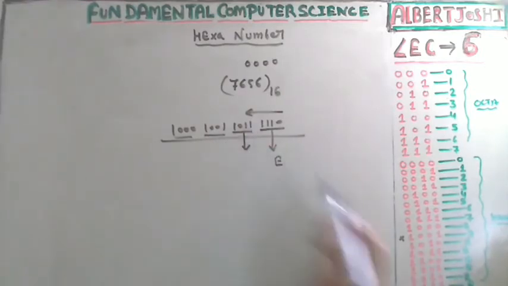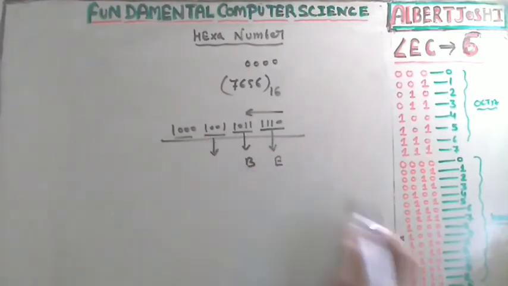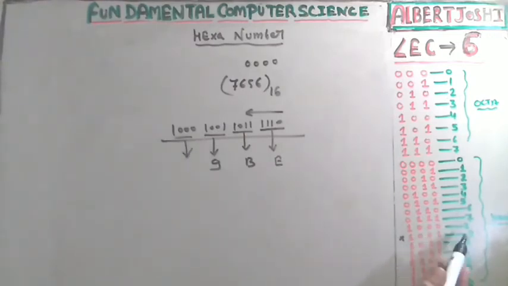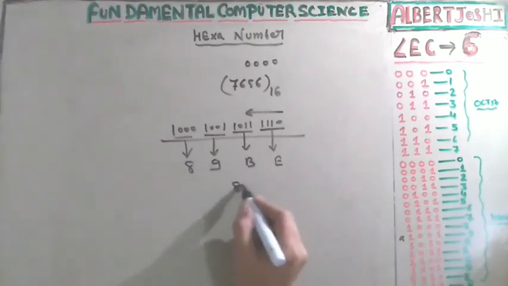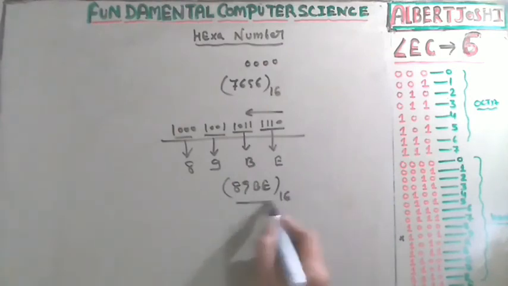1011 represents B. 1001 represents 9. And 1000 represents 8. So the result is 89BE. This is the hexadecimal number and its base is 16.